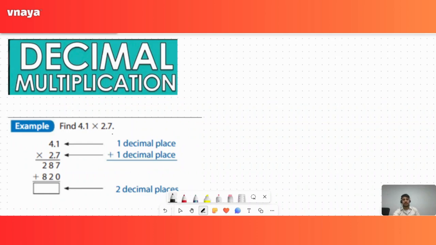Now we will learn something different. I think you are clear with the part in which we were having one number with a decimal and one with a whole number, right? But this time we will have both the numbers in decimal form. Again, we will follow the same method, okay? Let's try this example. So step 1, you will write the numbers without decimal, okay? So 41 and 27. Fine.